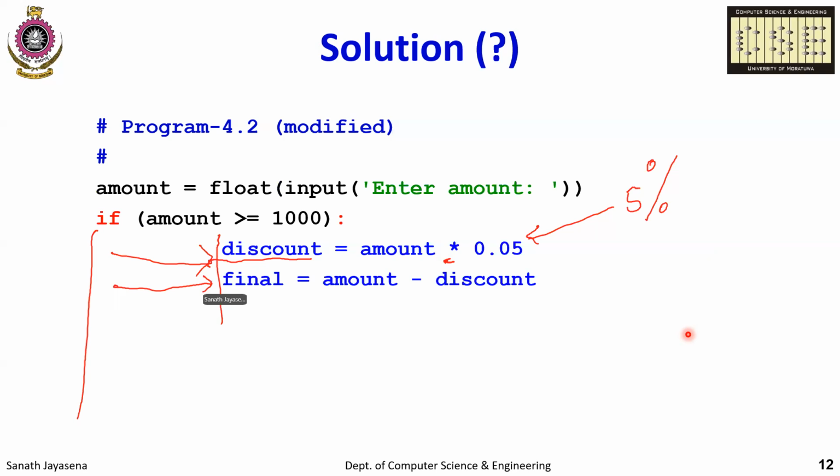Next one says final equals amount minus discount. So what are these, discount, amount, final? These are all variables, right? So here is a new variable we introduce, amount minus discount, because the actual amount the customer now has to pay would be this, because you have to give a 5% discount. After that, you subtract that discount from the amount, and you get the final, right?